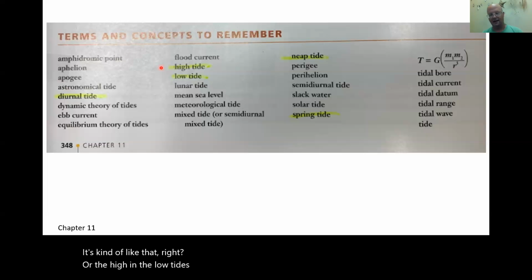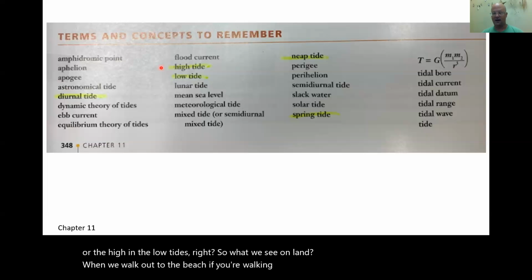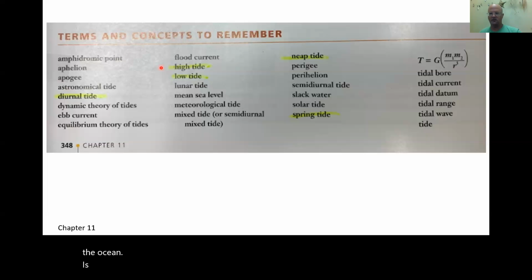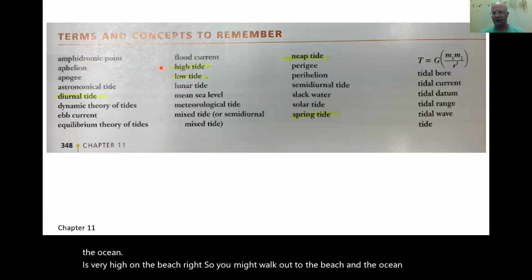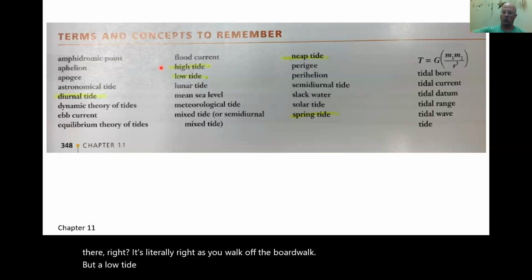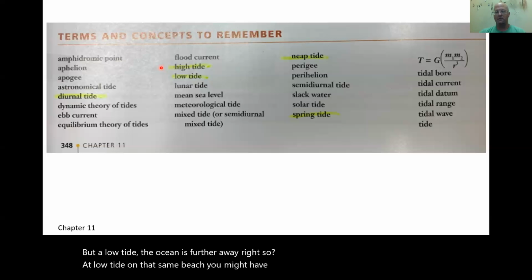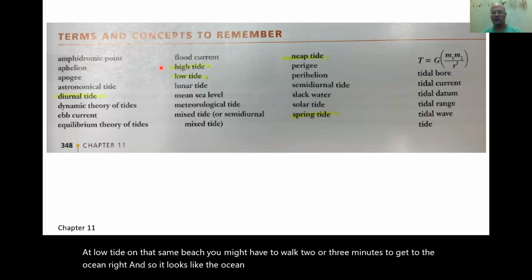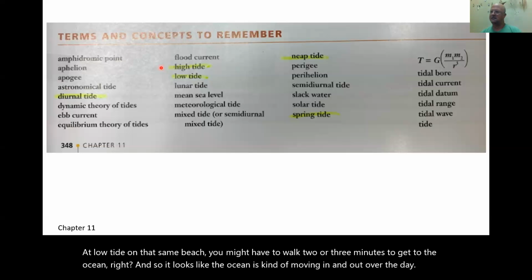So what we see on land when we walk out to the beach, if it's high tide, you'll see the ocean is very high on the beach. You might walk out to the beach and the ocean is right there, literally right as you walk off the boardwalk. But on low tide, the ocean is further away. At low tide on that same beach, you might have to walk 2 or 3 minutes to get to the ocean. And so it looks like the ocean is kind of moving in and out over the day. And it is, kind of.